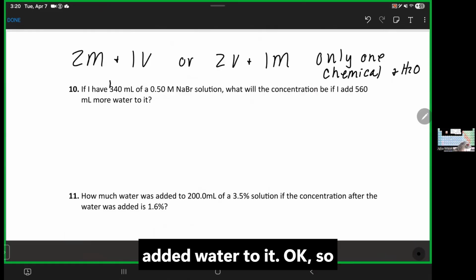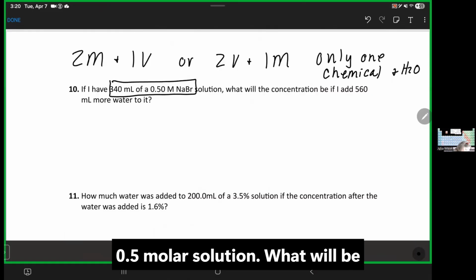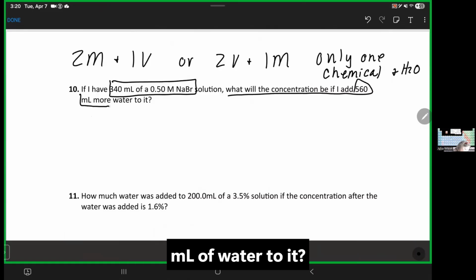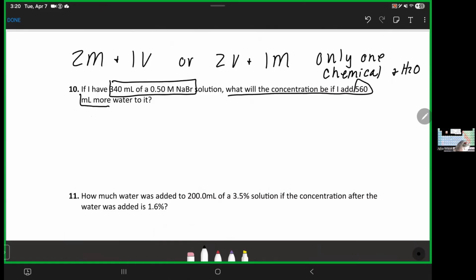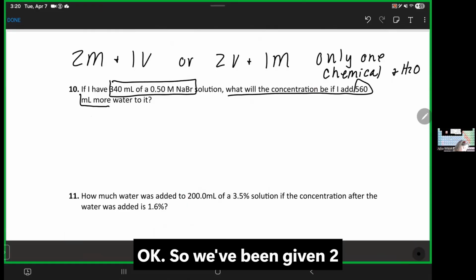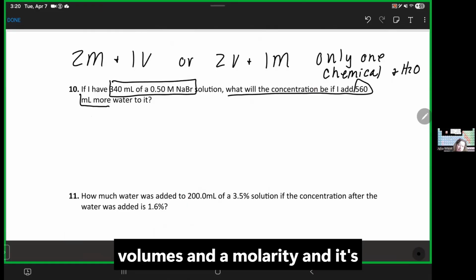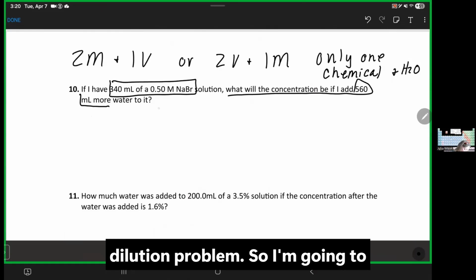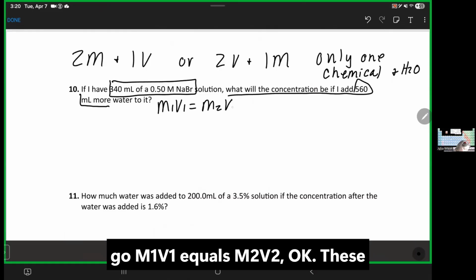Okay, so I have 340 milliliters of a 5.5 molar solution. What will be the concentration if I add 560 mils of water to it? Okay, so we've been given 2 volumes and a molarity, and it's only 1 chemical. That is a dilution problem. So I'm going to go M1 V1 equals M2 V2.